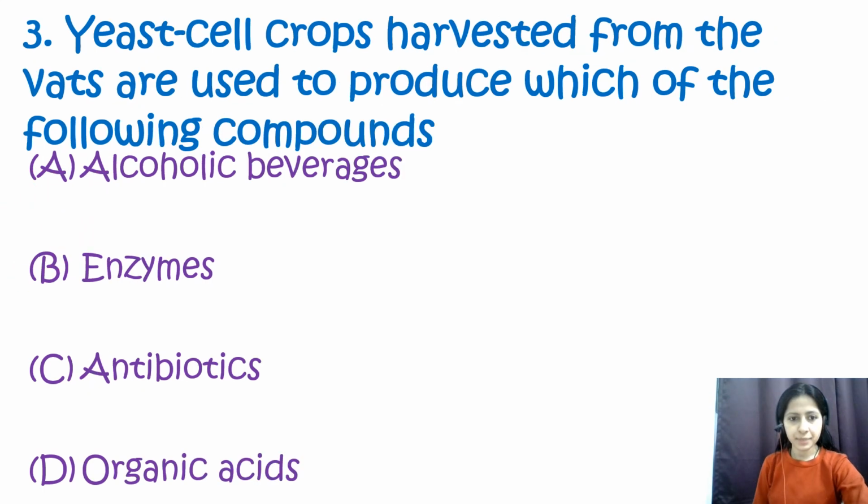Question number 3. Yeast cell crops harvested from the vats are used to produce which of the following compounds? Option number A, alcoholic beverages, option number B, enzymes, C, antibiotics, and D, organic acids. So the yeast cell crops which are harvested from the vats are used to produce alcoholic beverages. That is option number A. Actually, yeast is a single cell microorganism that can ferment sugar to produce alcohols and carbon dioxide.